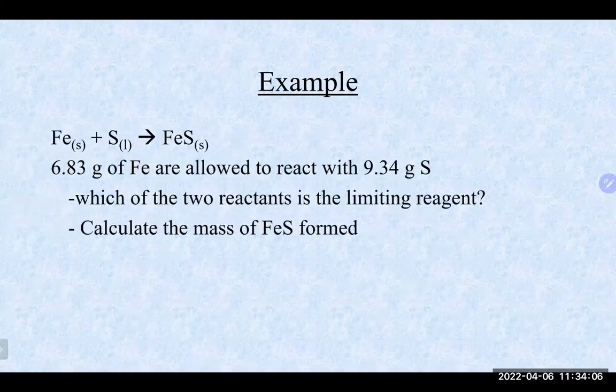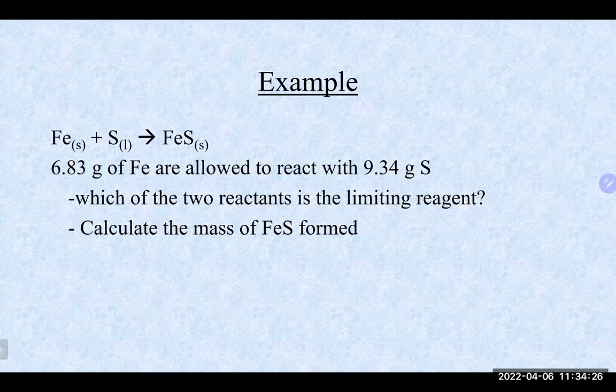Okay, so we'll go through this one together here just to see how it all works. So 6.83 grams of iron are allowed to react with 9.34 grams of sulfur. We want to know which of the two is the limiting reagent, and we also want to know how much iron(II) sulfide is going to be produced.